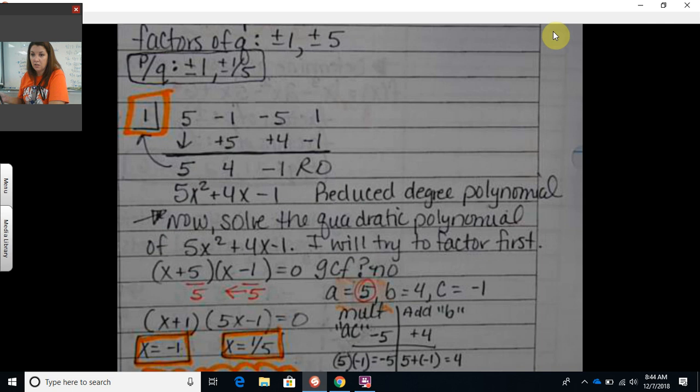Anybody have questions? All right, I'm going to pause this and get it to save real quick, but I do want, so that you can try this on your own, just get out a sheet of paper and I'll give you one to try on your own.